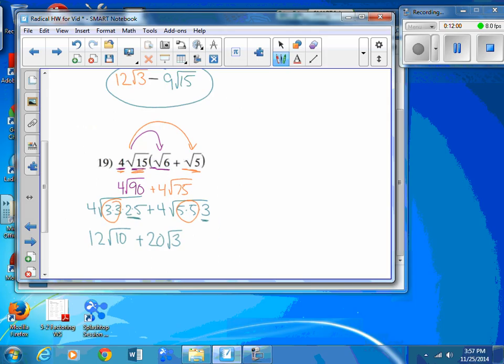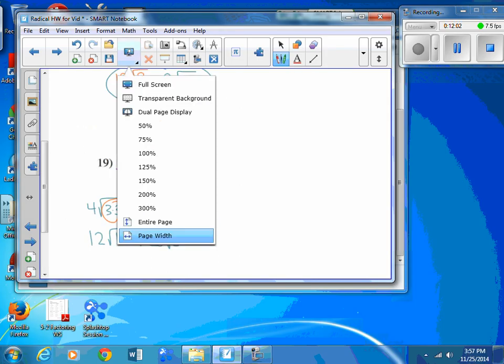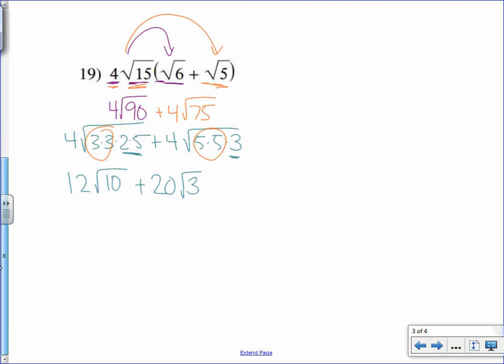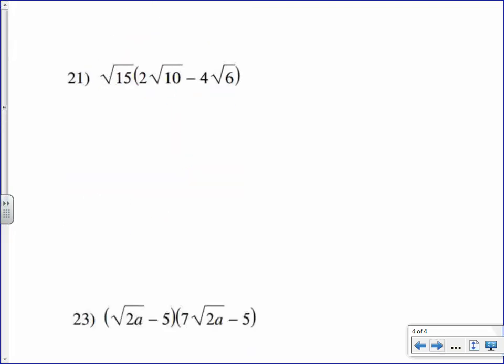How am I doing on time? Not bad. Move the page. On to 21.